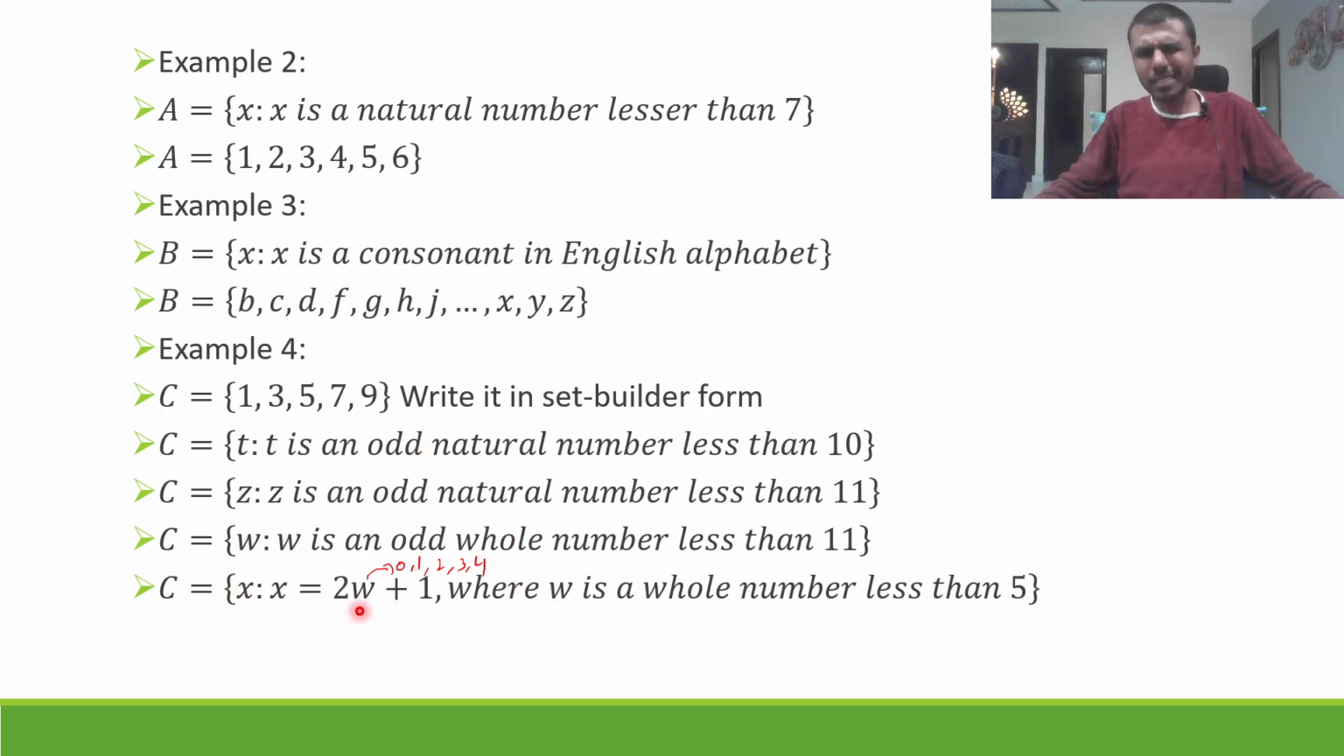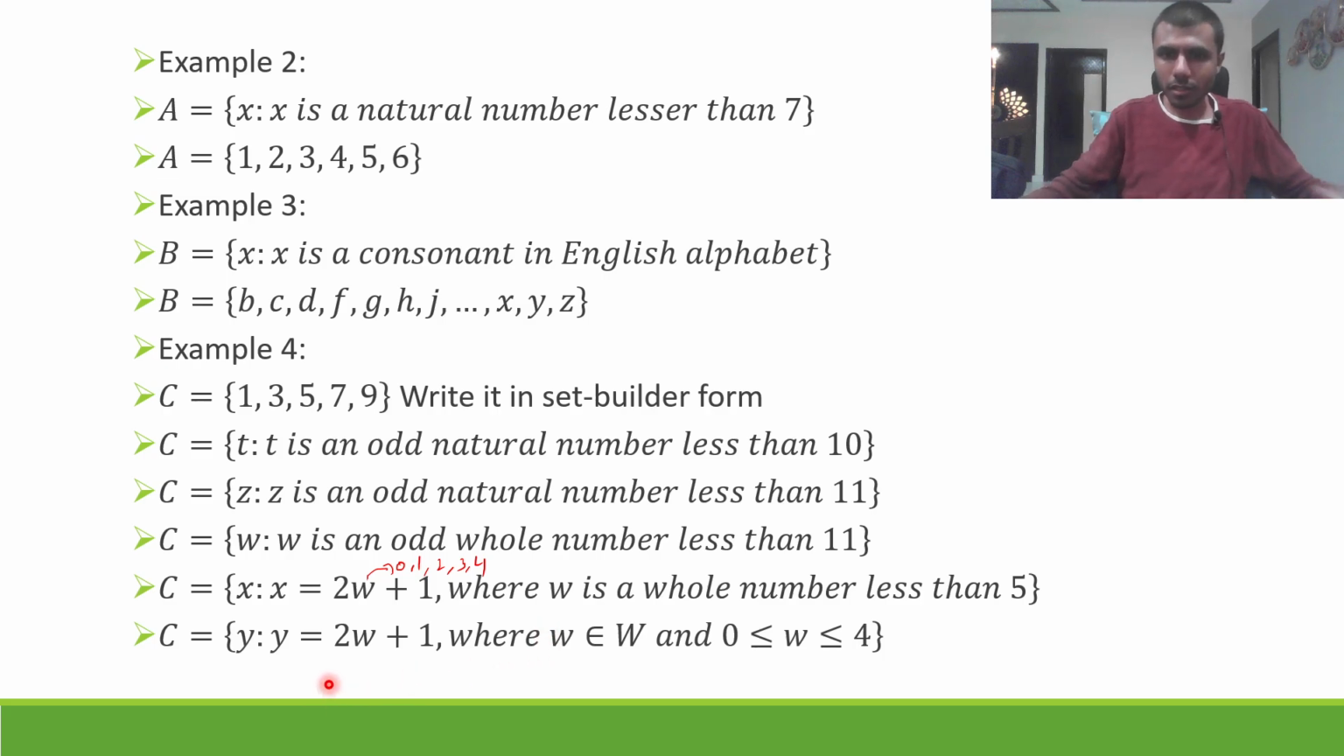Also, you can write it like, sir, I don't want all this. I want something posh. I'm a posh person. So this is that posh. You see, y such that y is equal to 2w plus 1, where w belongs to capital W, whole numbers, and 0 is less than or equal to w, less than or equal to 4.